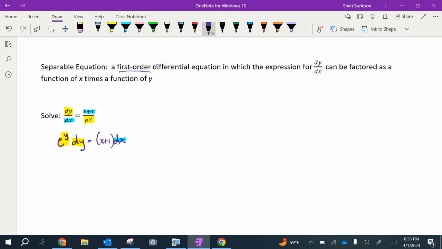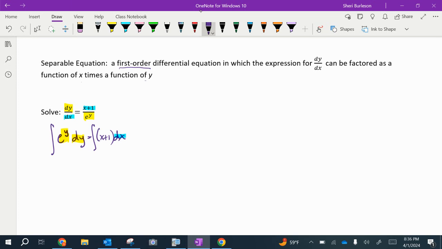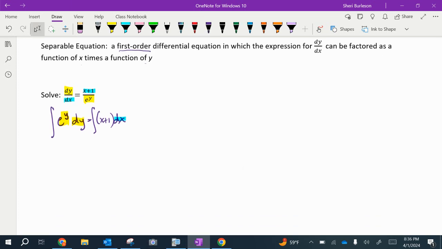So I have now separated. This is why it's called a separable differential equation. I can separate the x's on one side and the y's on the other, and then I can integrate. Now, if I do the integration at the same time, I can use just one constant of integration. If I do both of these integrals in the same step, I only need one constant of integration. It will count for both of them.